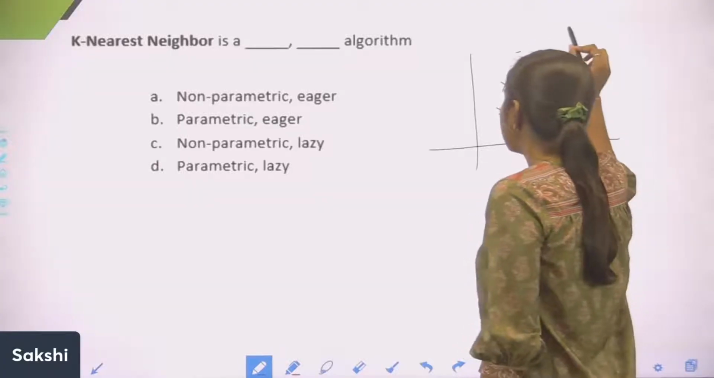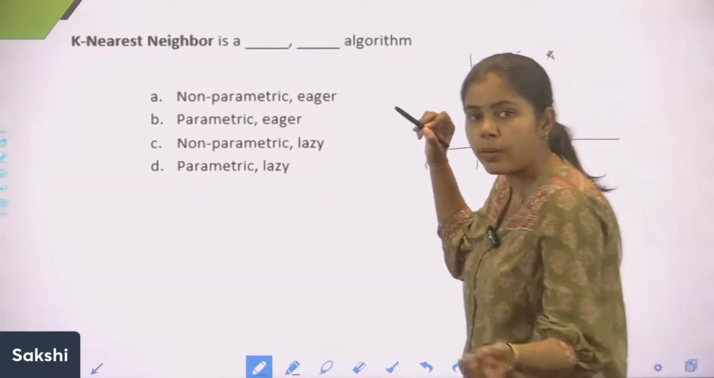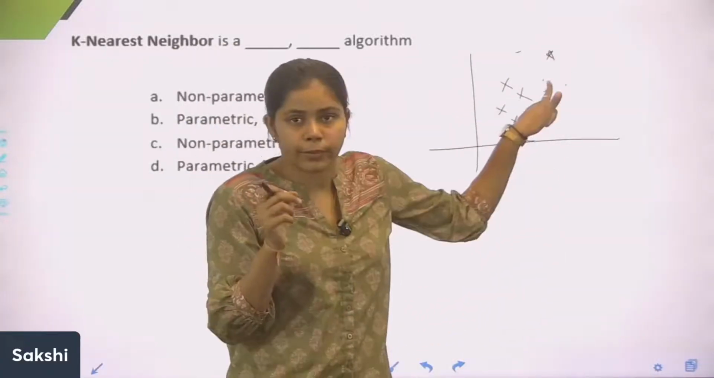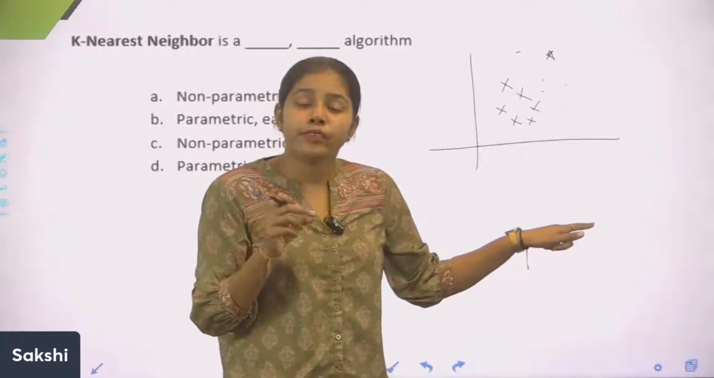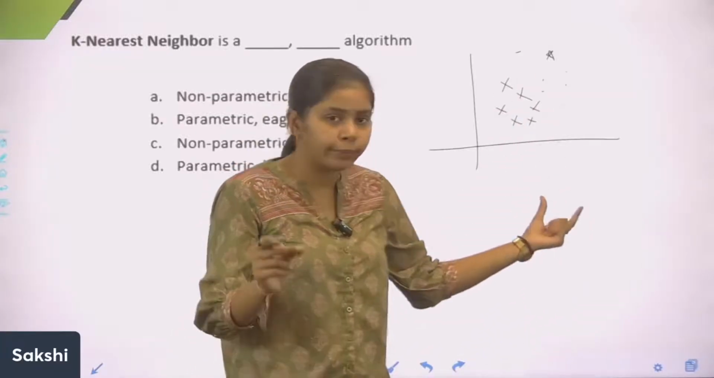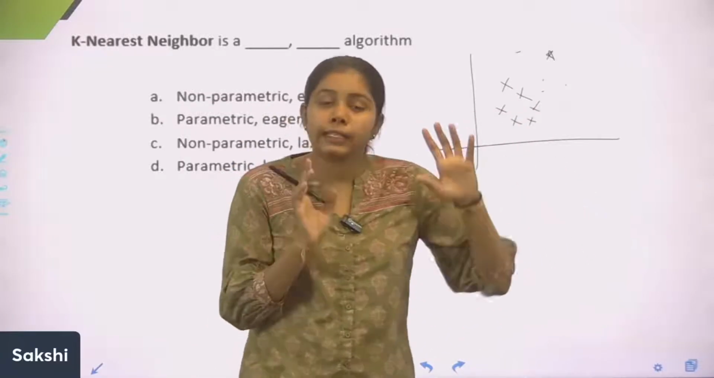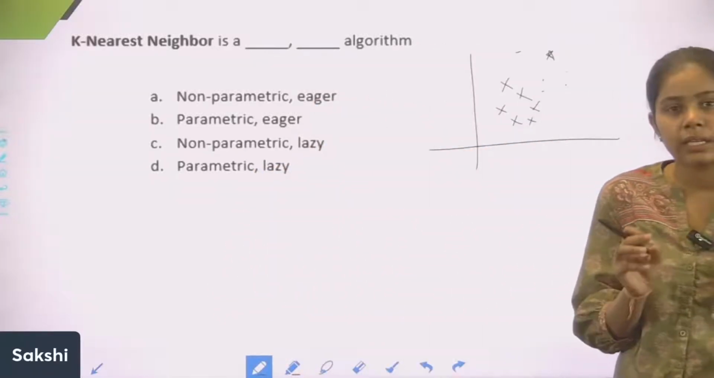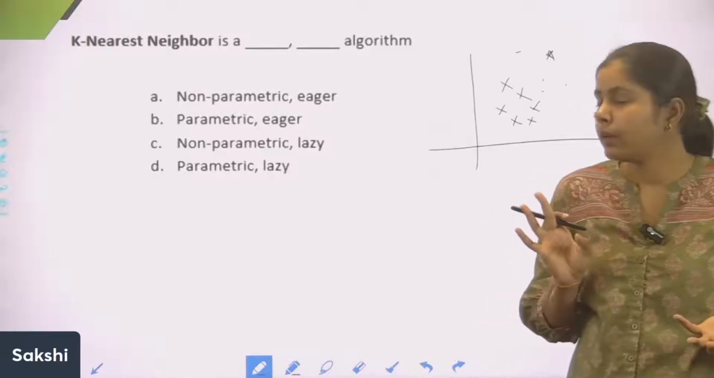So what would this star do? Once I get a query, I have to find out the distance of this query with all the data points, right? And finding out distance with all the data points is again time taking. And then I'll find out what my k nearest neighbors are. I'll take those k nearest neighbors and then I'll work on my algorithm.